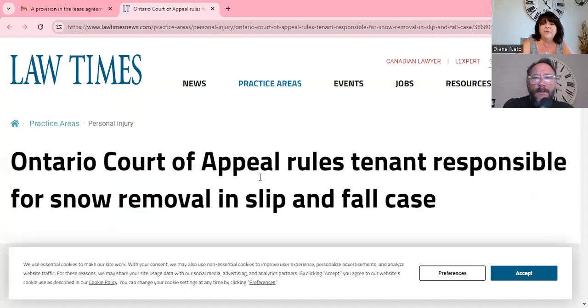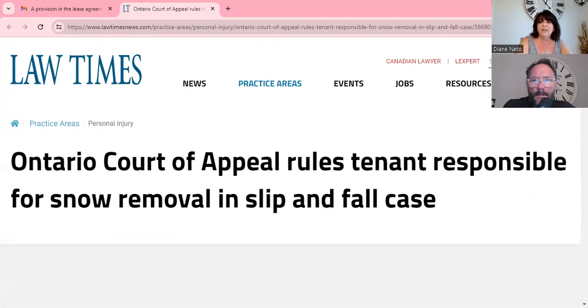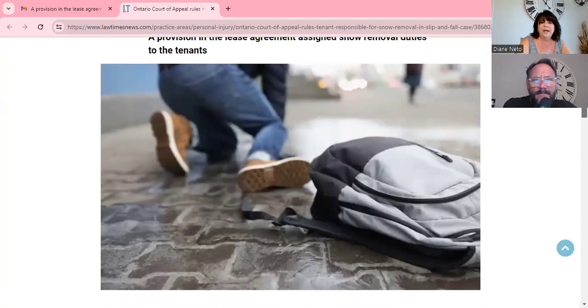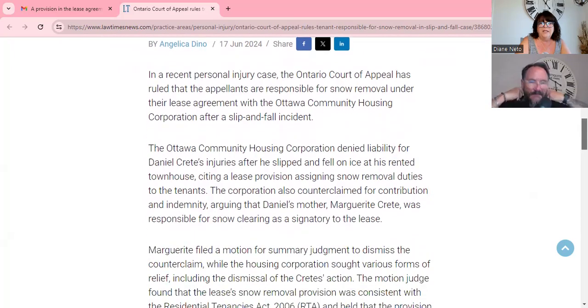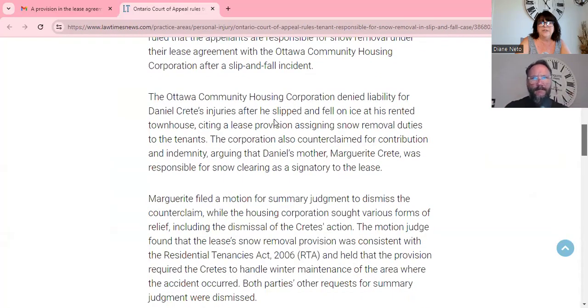Well, the Ontario Court of Appeal rules tenant is responsible for snow removal in a slip and fall case. In a recent personal injury case, they had to go to the Court of Appeal because they obviously lost. The court has ruled that the appellants are responsible for snow removal under their lease agreement with the Ottawa Community Housing Corporation after a slip and fall incident. They denied liability for Daniel Creet's injuries after he slipped and fell on ice at his rented townhouse, citing a lease provision assigning snow removal duties to the tenants.